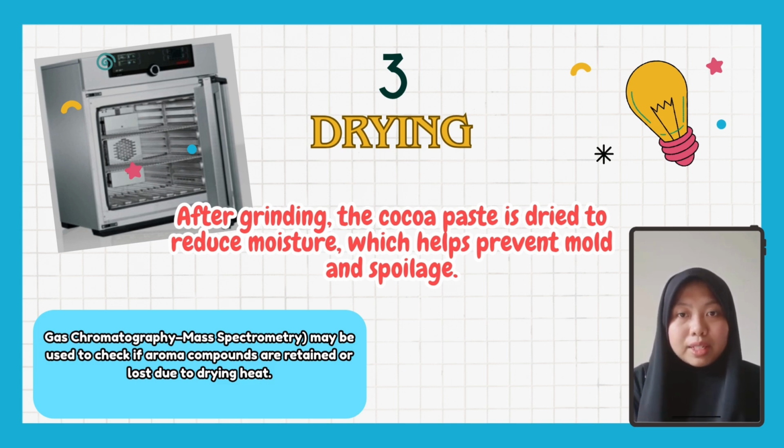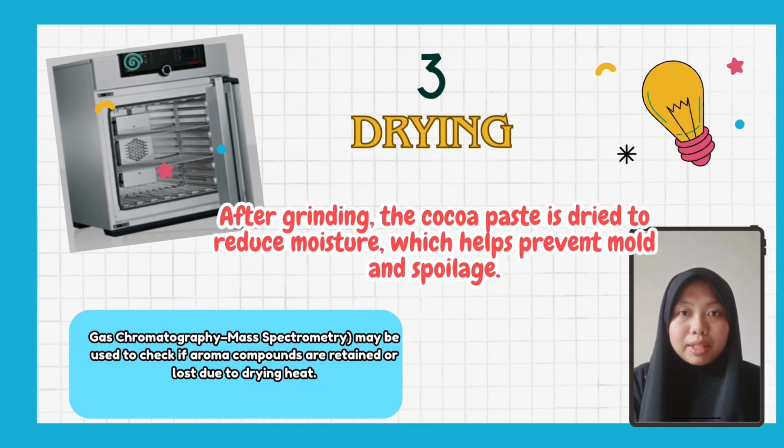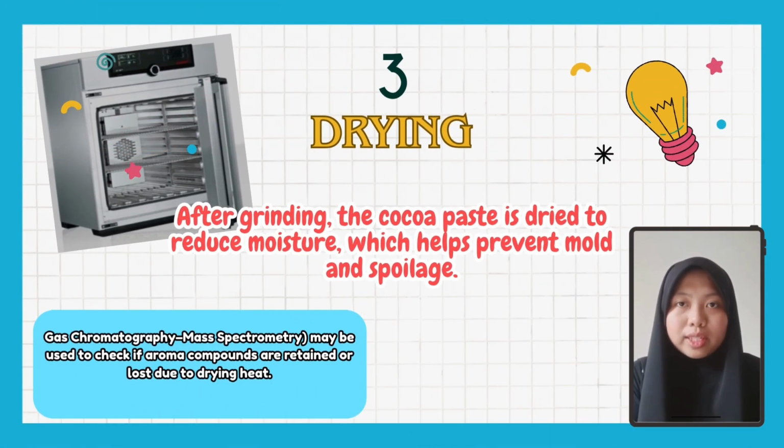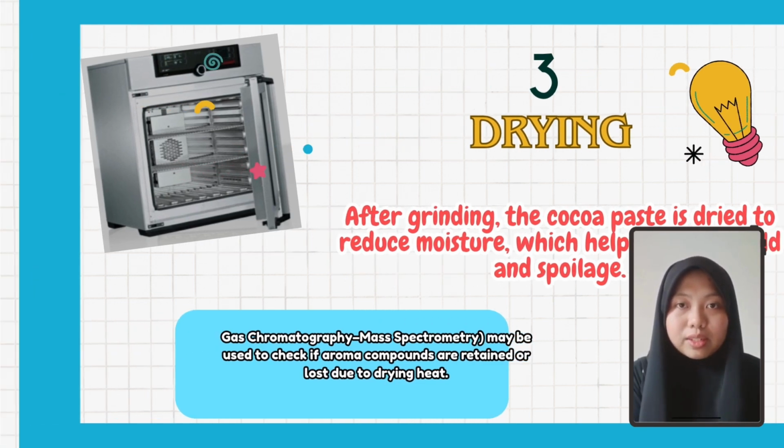by measuring the mass before and after drying, we can determine the moisture content. Gas chromatography-mass spectrometry can be used to detect any volatile compounds that are lost or formed due to heat exposure. This ensures that the drying process maintains both safety and flavor quality. So, the hot air oven doesn't just dry the cocoa, it also supports chemical analysis and product consistency.